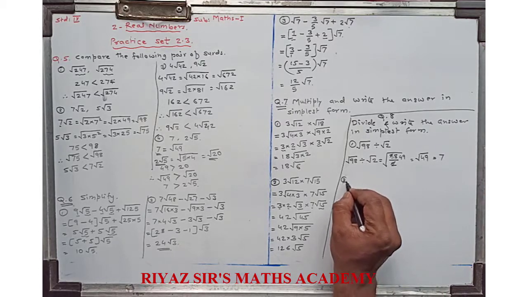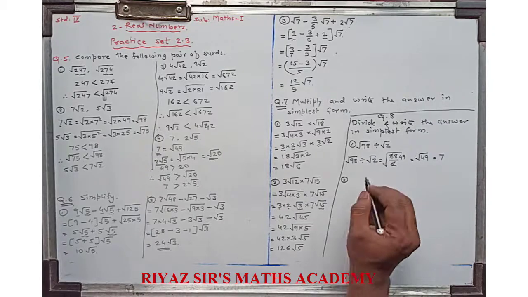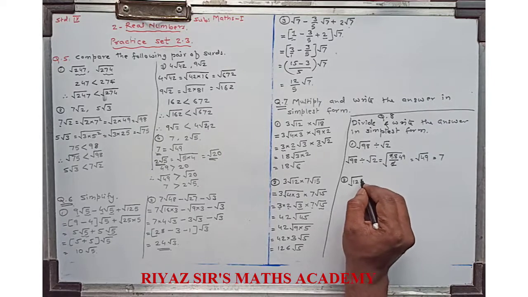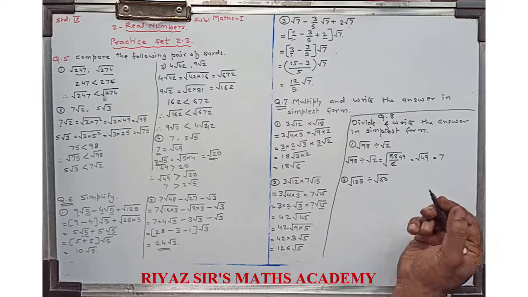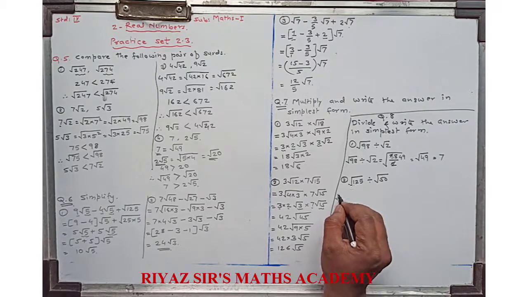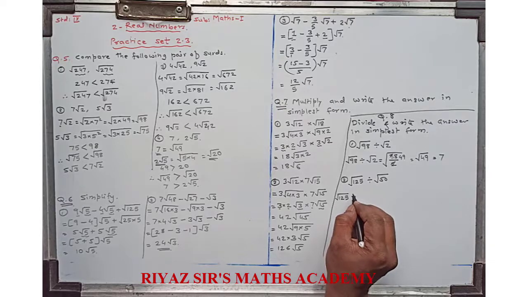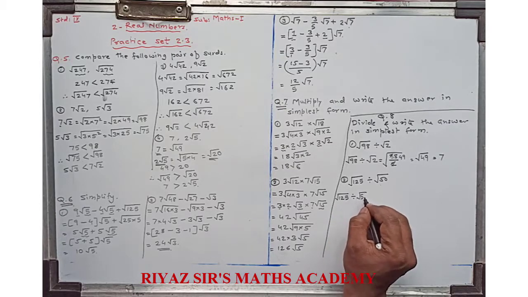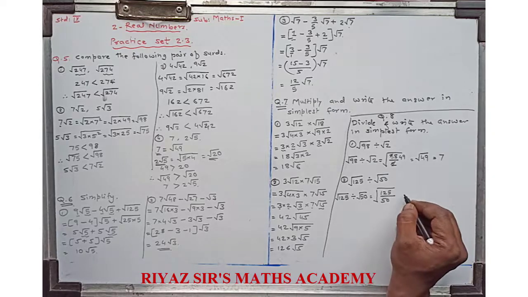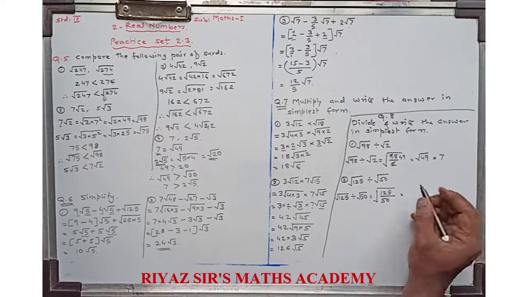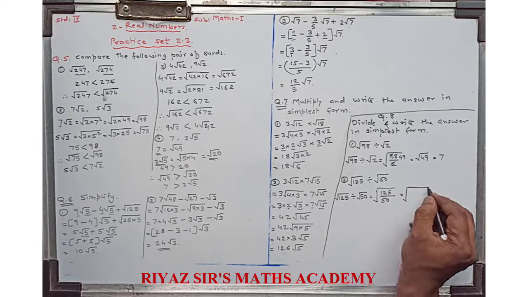Now the second example, that is square root of 125 divided by square root of 50. So we can write this as square root of 125 divided by 50. Now just simplify both the terms. That means we have to find the factors.